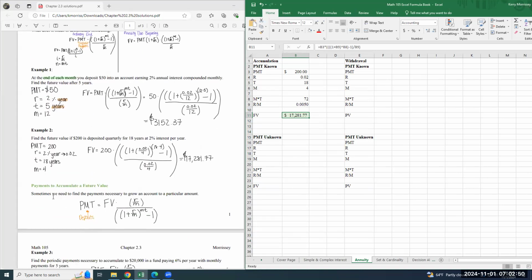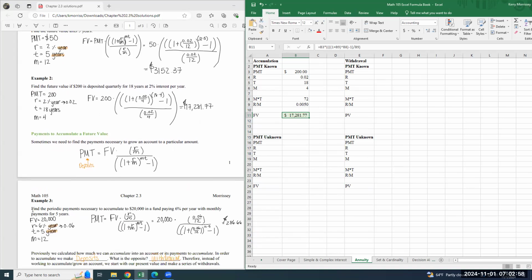So now let's try it again when this time you don't have your payments, but you have a future value amount in mind that we want to grow to. So it says find the periodic payments necessary to accumulate to $20,000. When it means to accumulate, right, it means to grow. So to grow into this $200,000 investment. Make sure that I have enough zeros here. No, it's 20,000, not 200,000. So 20,000.